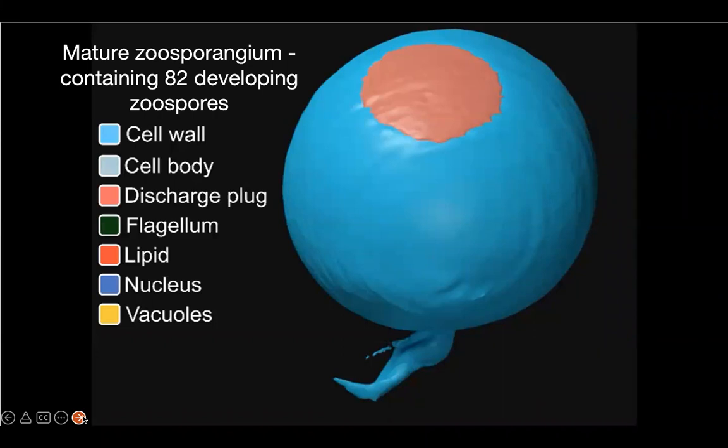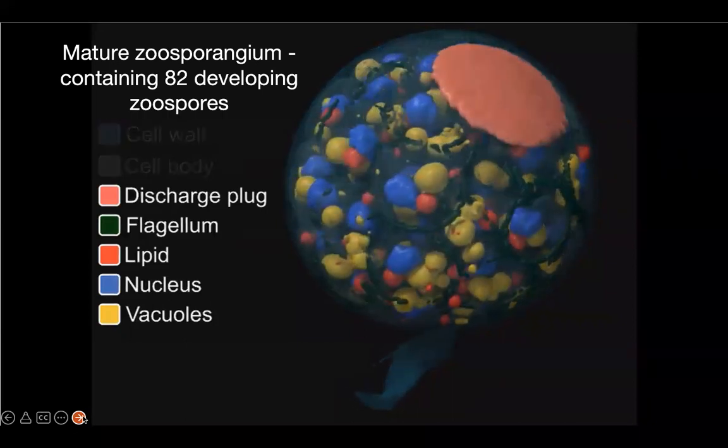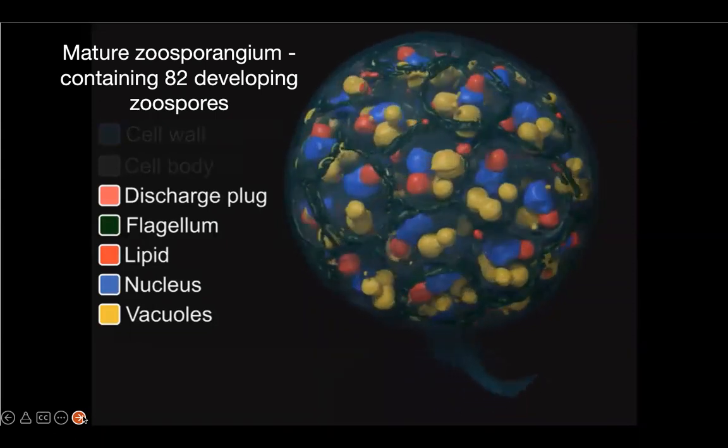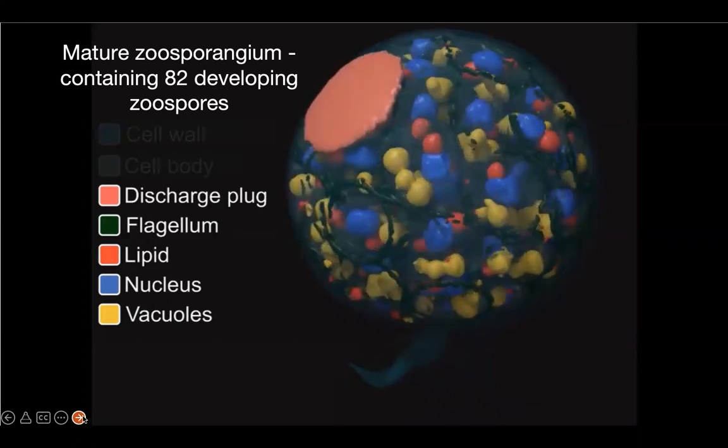So finally, the mature zoosporangium stage. We were only able to get one mature zoosporangium. It contains 82 developing zoospores. So this is the discharge plug. Not all chytrids have these. Some have the little trapdoor and different things, but this is the developing mature zoosporangium with 82 developing zoospores inside.